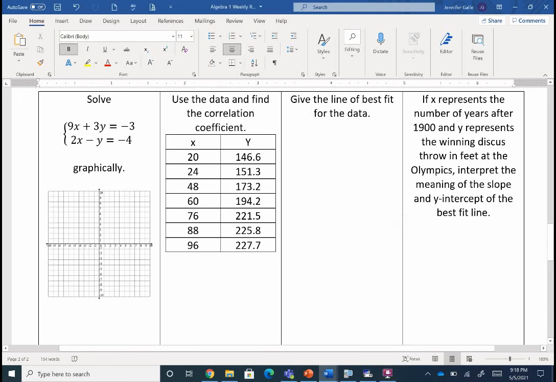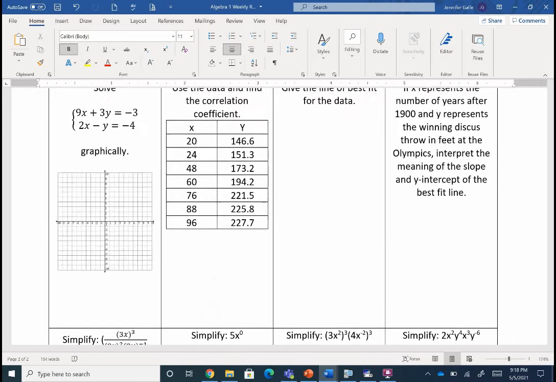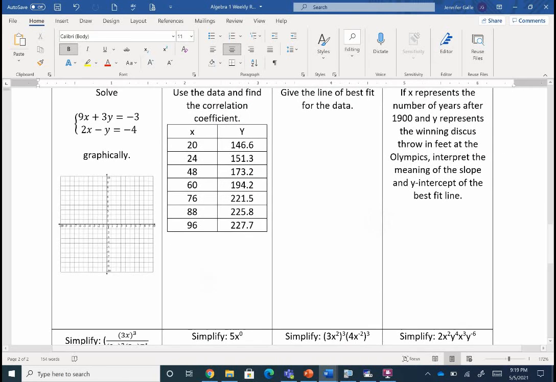All right, this is the back side of the week 16 weekly review. For the first question, we're being asked to solve that system of equations graphically. Both of those equations are in standard form. So for the first equation, I'm going to graph that one in black.